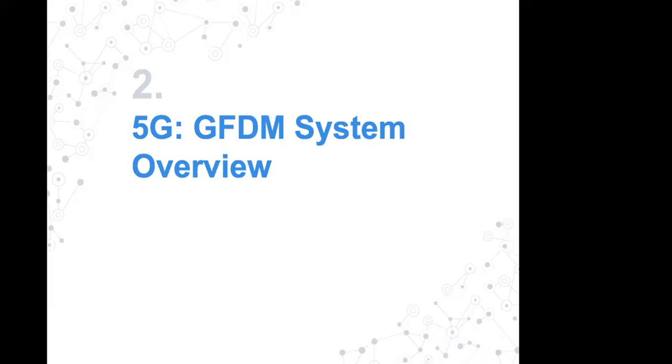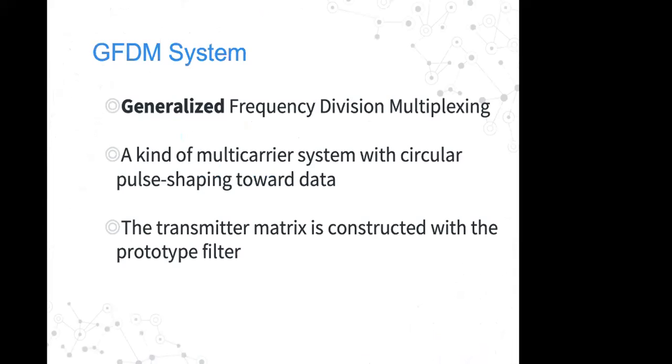So people came back to OFDM, but even then we need to understand what the generalized frequency division multiplexing system is. It is also a kind of multi-carrier system with circular pulse shaping of the data. In OFDM also, when you are using a linear convolution, your data stream is going to stretch to a long data stream.